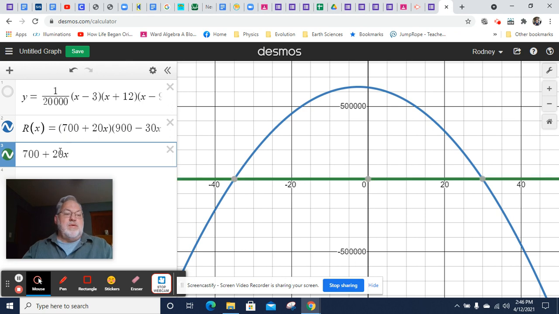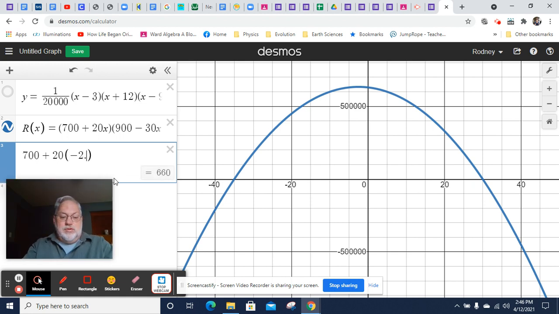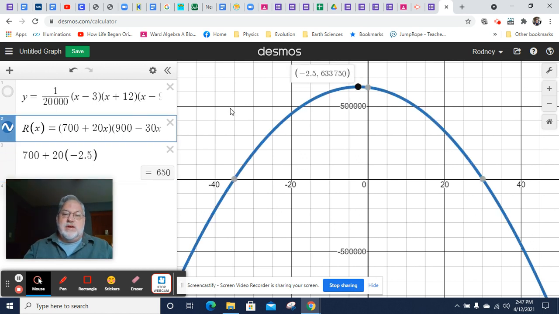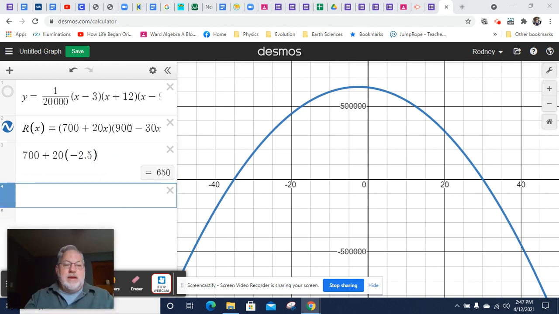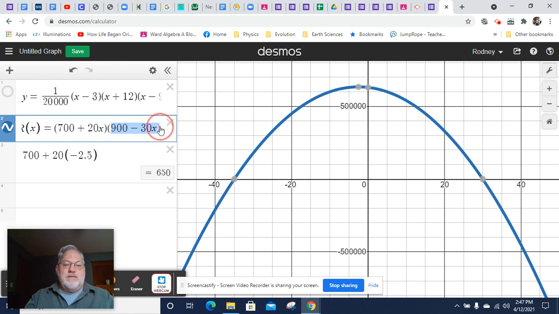Okay, but this is the price equation. And what I'm going to do is multiply, instead of x, I'm going to multiply that by negative 2.5. Negative 2.5. So that means his optimal price, his best price, is actually $650. So he should lower his price to $650, 2.5 price hike steps down, and he'll have a revenue, because this is the new price times sales, of $633,750.